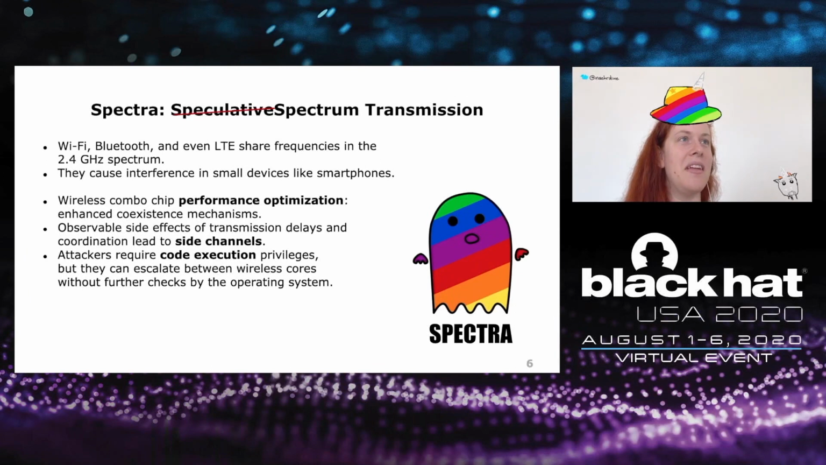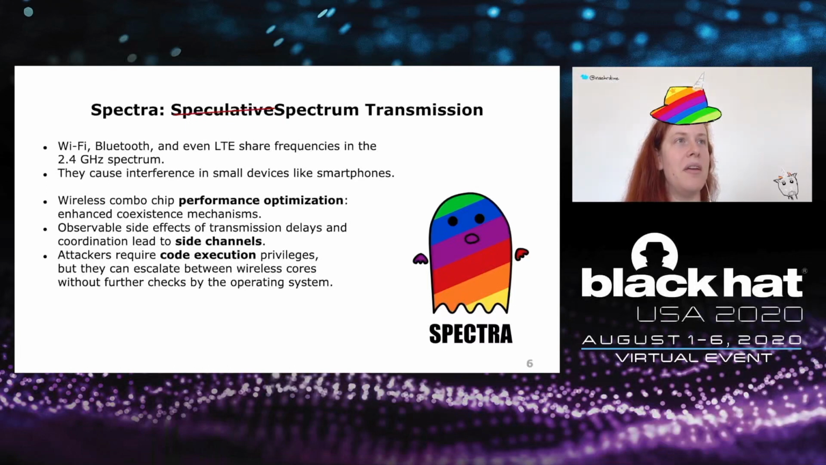So this was the initial attack name or idea, because Wi-Fi, Bluetooth, and LTE, they all share frequencies in the 2.4 gigahertz spectrum. Even if they don't share the same frequency, they still have harmonics that interfere and so on. And everything in a modern smartphone is really built to this form factor. And because of this, you somehow need to arbitrate channel access. Well, and this is actually a performance optimization.